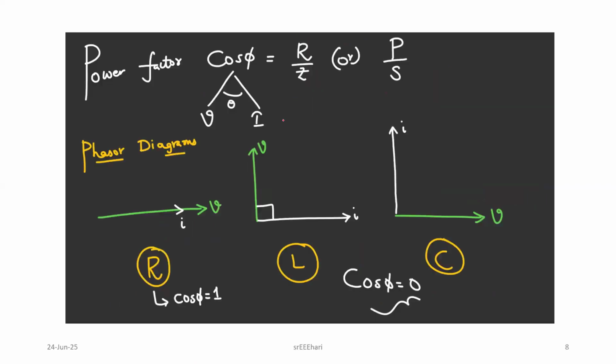Coming to the power factor, it is just the cosine of the angle between voltage and current. We can call it cos phi is equal to R by Z. Another one, in terms of the power triangle, cos phi is equal to P by S.